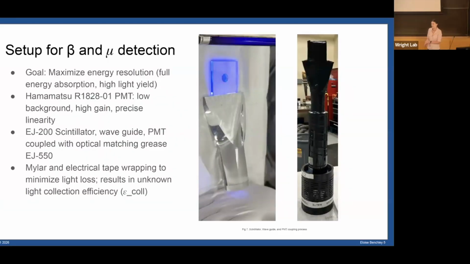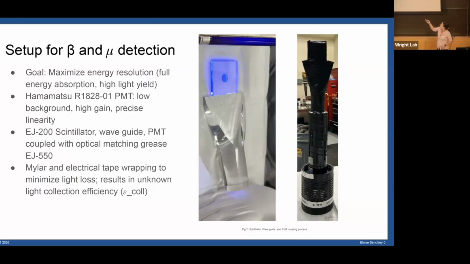Our goal is to maximize the energy resolution by having full energy absorption and a high light yield, which results in a very narrow photopeak. So we used a Hamamatsu R182801 PMT, which has low background, high gain, and precise linearity, which is very important for creating a spectrum. We used an EJ200 scintillator, which was the available scintillator from the LFHCal project. It's a very fast scintillator.